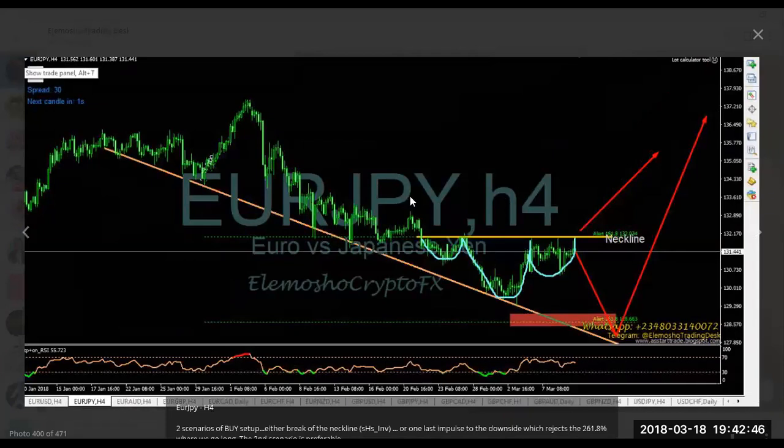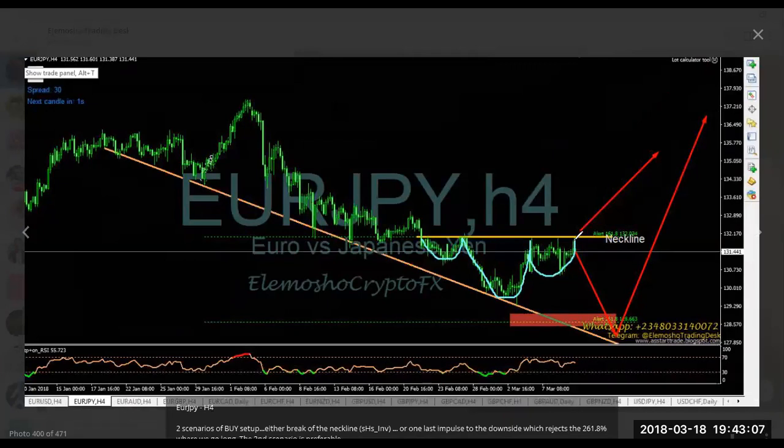This was the expectation that I posted last week. And in the group, I told you that there are two scenarios for a buy setup: either a break of the neckline, an inverted head and shoulders pattern, or one last impulse to the downside, which rejects the 261.8% where we go long. The second scenario is preferable.